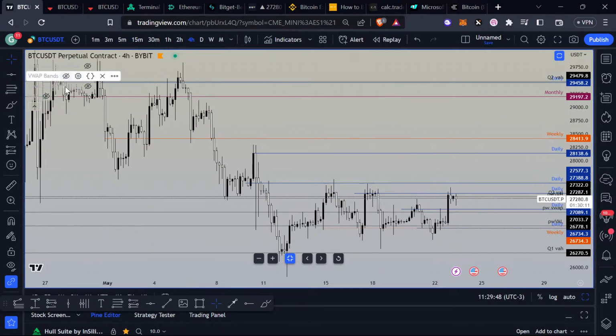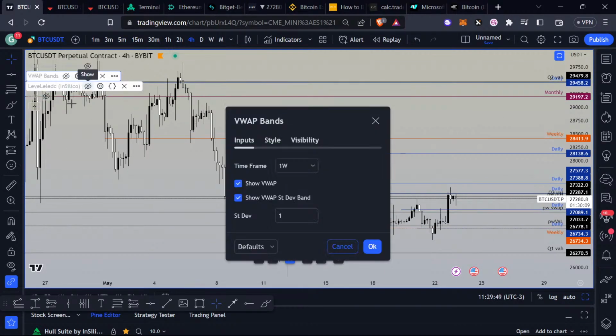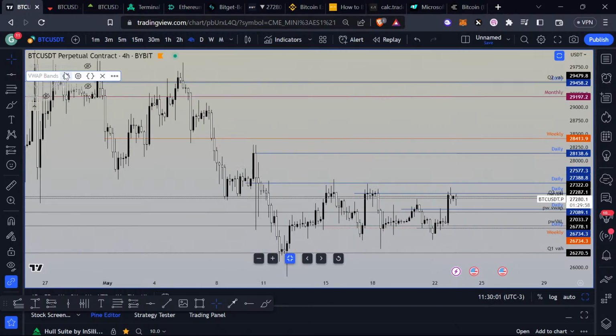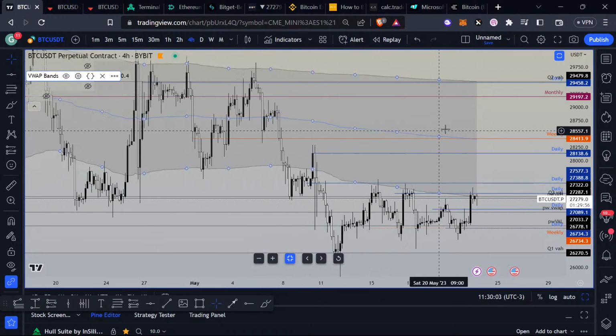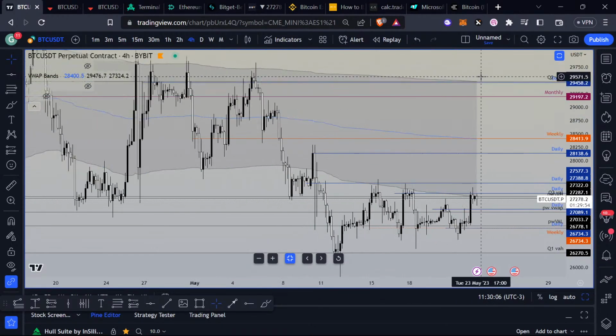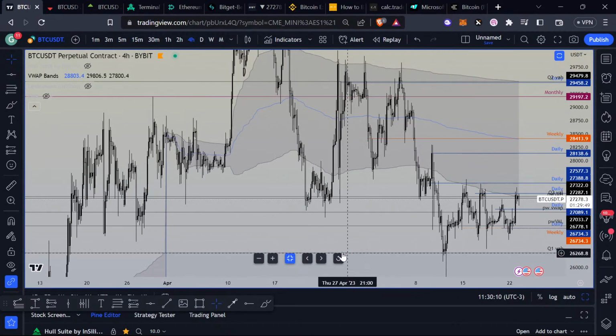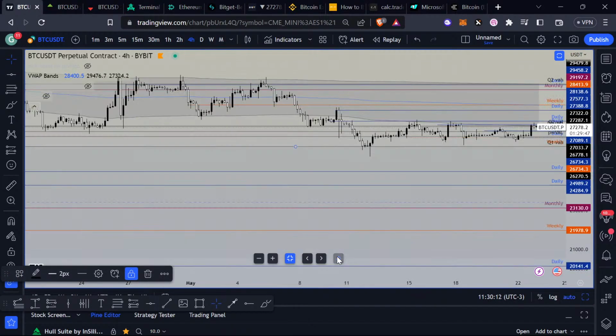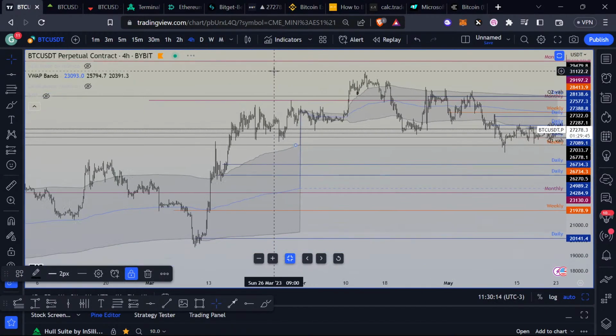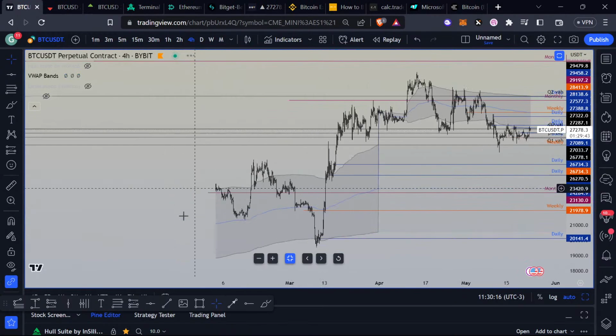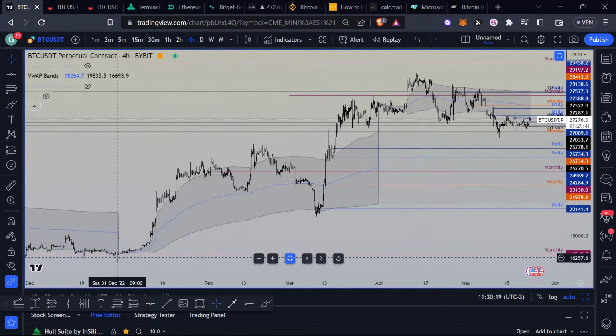So what I like to do in this regard is to first of all use the VWAP bands on the 4 hour time frame. I like to use the 3 month, the quarterly VWAP, and I turn it on. And as you can see, we have the value area high here, and the value area low here of the current quarter. This is Q1 2023.